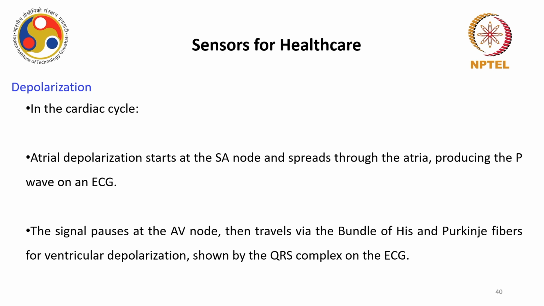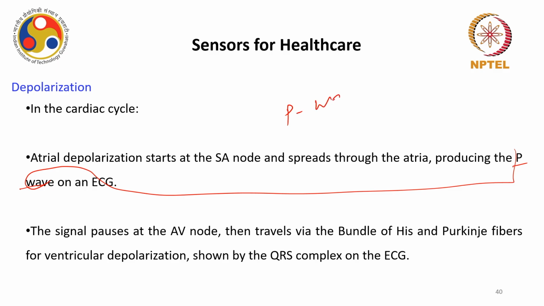Okay, so in the cardiac cycle, the atrial depolarization starts at the SA node and spreads through the atria, producing the P wave on the ECG. This P wave is very important, and we have just learned that one of the waves generated by the heart is the P wave. Similarly, we will also see that there are other waves which are generated by the heart.